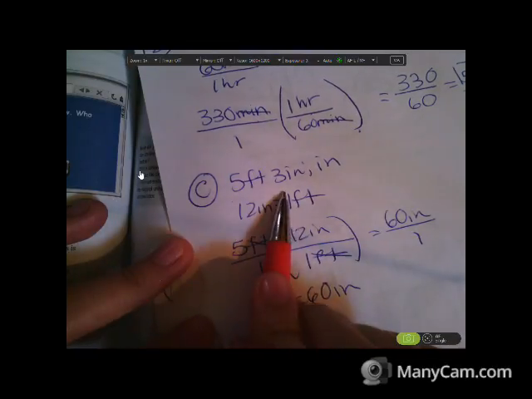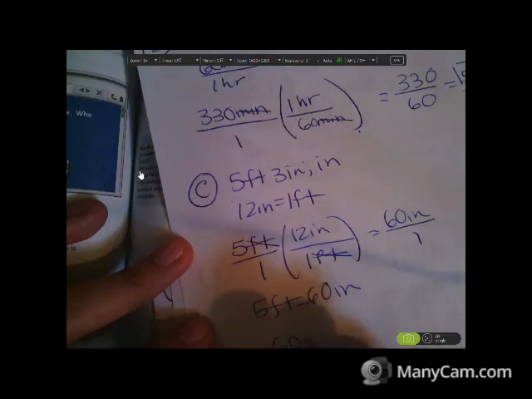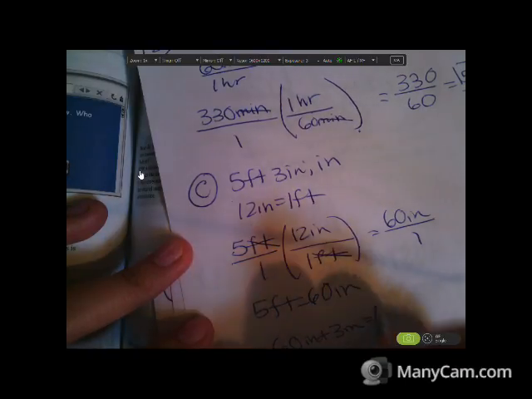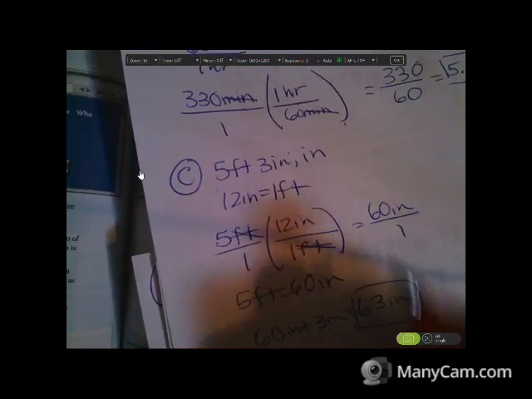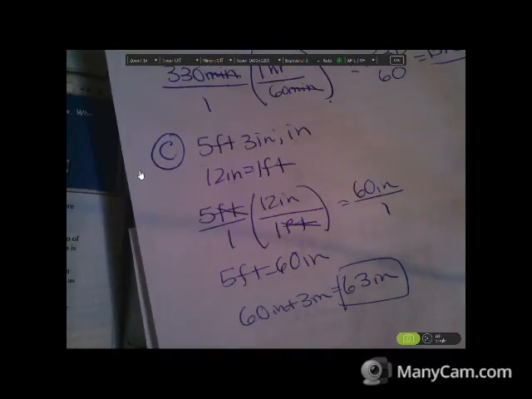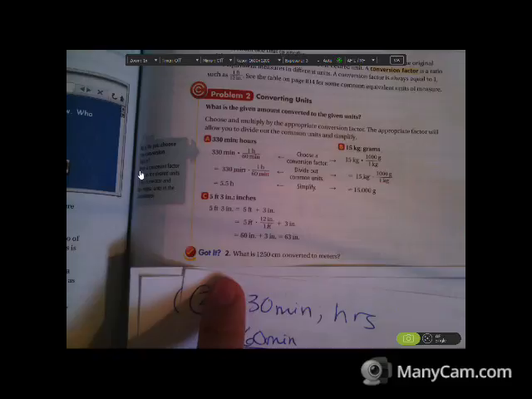Alright, and so I also have the 3 inches there, so I got to do 60 inches plus 3 inches. It's going to be 63 inches. So that's what 5 feet, 3 inches is converted to in inches. So why don't you try the got it over here.